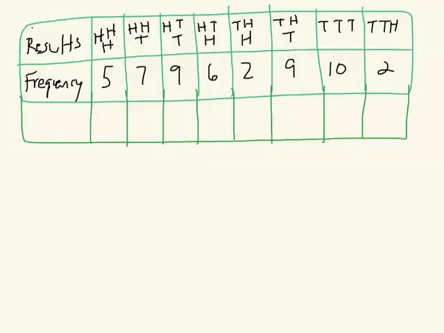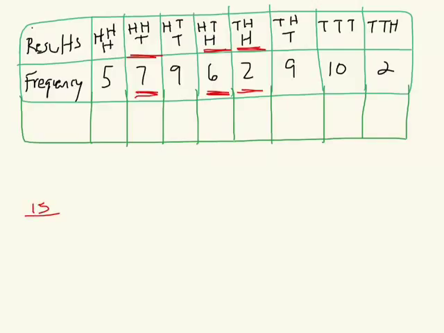The question is, what is the probability that exactly 2 heads will occur? The first thing we need to do is see how many of these have exactly 2 heads. The first one doesn't. This one doesn't. This one had too many, it has 3. The second one, though, has exactly 2. This one does have exactly 2, and this one has exactly 2. The rest don't. So the frequency of getting exactly 2, if you add those all up, is 15.